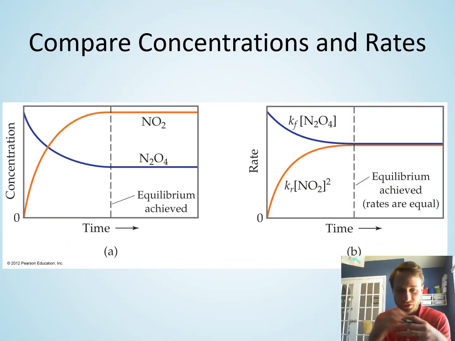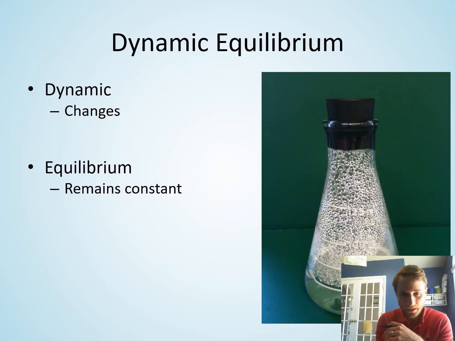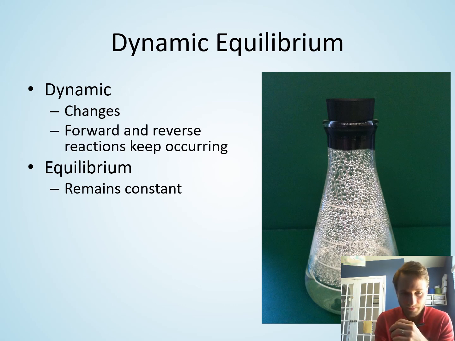So, as a summary of those last two slides, we see that when we reach equilibrium, our concentrations stay steady, but our reactions are still occurring, they're just occurring at the same rate. So that is what chemical equilibrium is. Chemical equilibrium is a dynamic equilibrium. It's dynamic because things are changing, but it's an equilibrium because the concentrations remain constant.